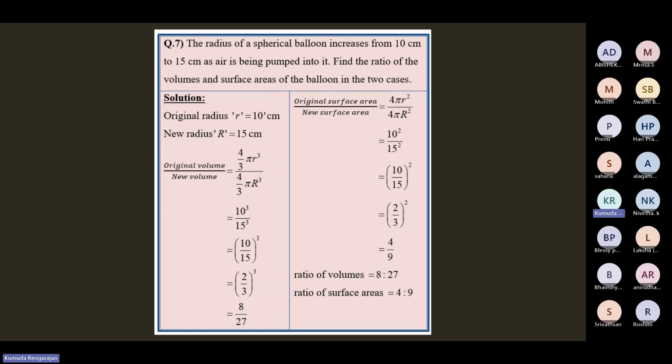So you should find the ratio of their volumes. So I've called it the original volume and the new volume. Original volume is with radius 10 centimeters. New volume is a volume with radius 15 centimeters. And in both the cases, it's a sphere. Initial radius 10 centimeters. New radius 15 centimeters.